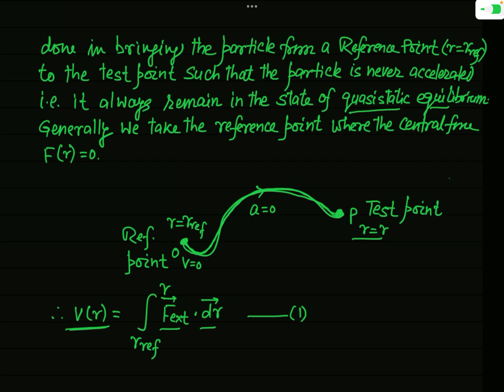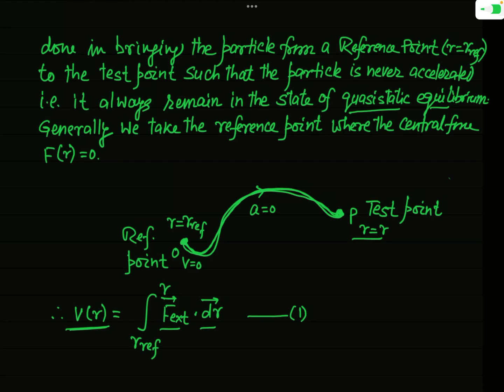Okay, so I think you have understood. If you want to find the potential energy or potential of the particle at a particular point, then you have to bring that very particle from a reference point, where we assume that the potential of the particle is zero, to that test point, in such a way that the acceleration of the particle always remains zero.